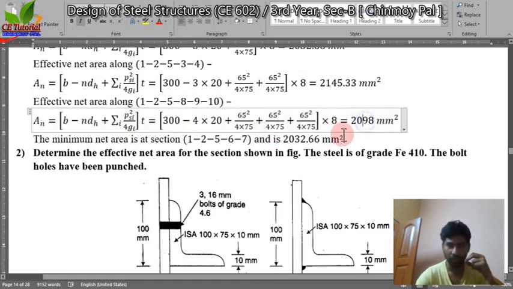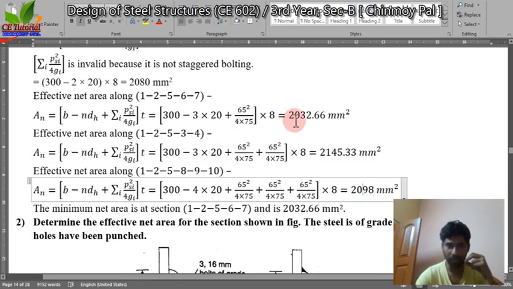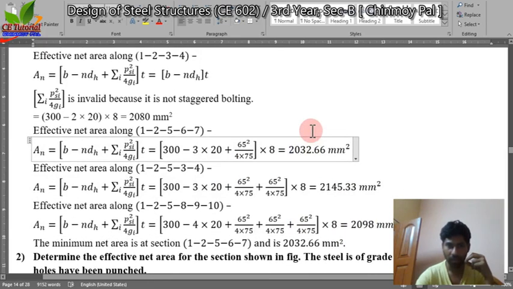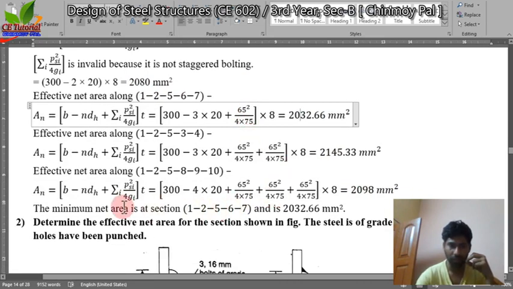Okay, so we are calculating some net areas, and the minimum of those 4 will be the actual net area. So the minimum net area is at the section 1 2 5 6 7, that is 2032.66 millimeter square.